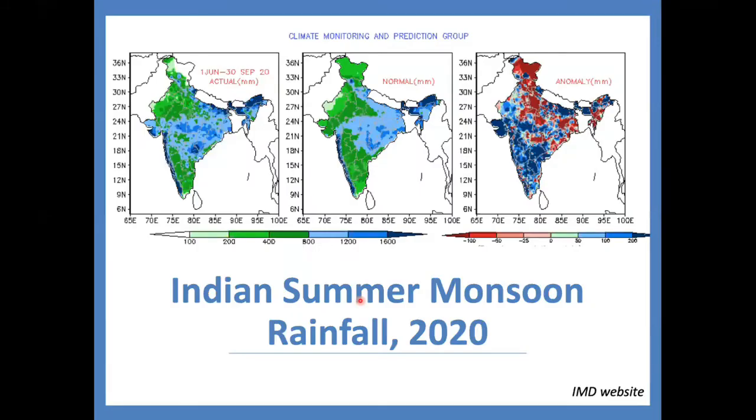And then there are intricacies in the individual components of the monsoon. This was the Indian summer monsoon rainfall for 2020, taken from the IMD website. On the left, we see the 1st of June to 30 September rainfall, that's the actual rainfall. The middle panel is the normal rainfall, or the climatological rainfall. And on the far right, we have the anomalies. We had a good monsoon this year. The actual looks very similar to the normal, but in terms of anomalies, we have positive anomalies and also negative anomalies over regions. This is just the rainfall, but there are many things that happen to cause this spatial pattern. This is just the end result.